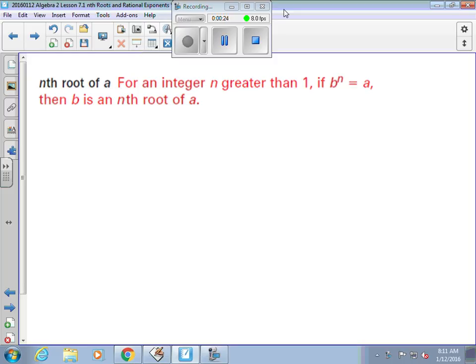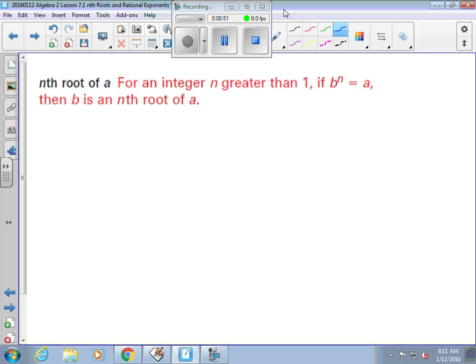We got a couple of definitions. First one is the nth root of a. That's how you'd read that. For an integer n that's greater than 1, that means something bigger than 1, so we're talking about positive numbers here. If b raised to the n power, or b to the nth, is equal to a, then b is an nth root of a.